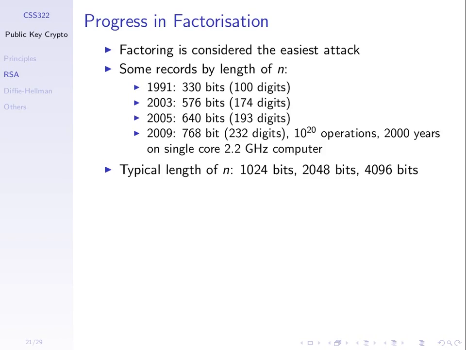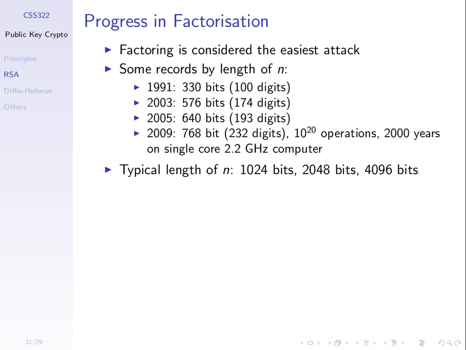And some of the winners of that competition: back in 1991, n was 330 bits, so 100 digits. If you write a number with 100 digits, that was the value of n back in 1991, and people eventually factored that into its primes, p and q.